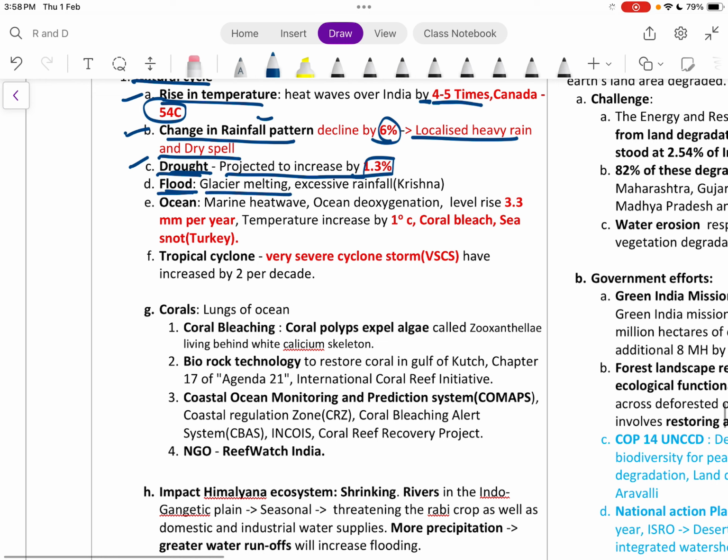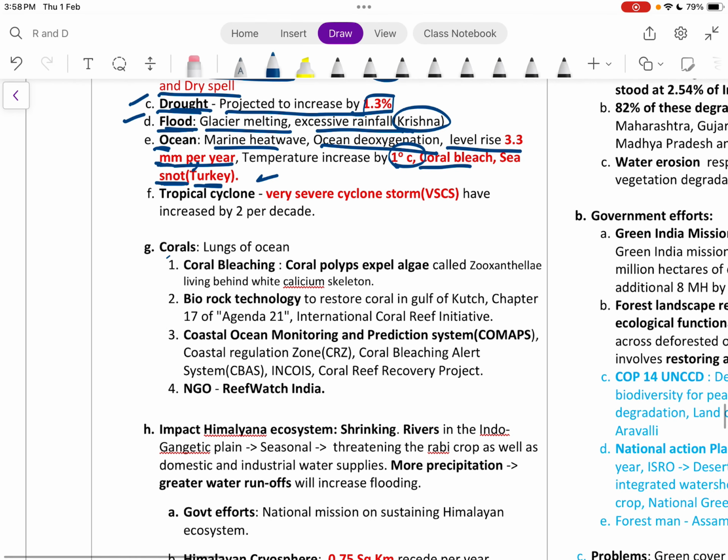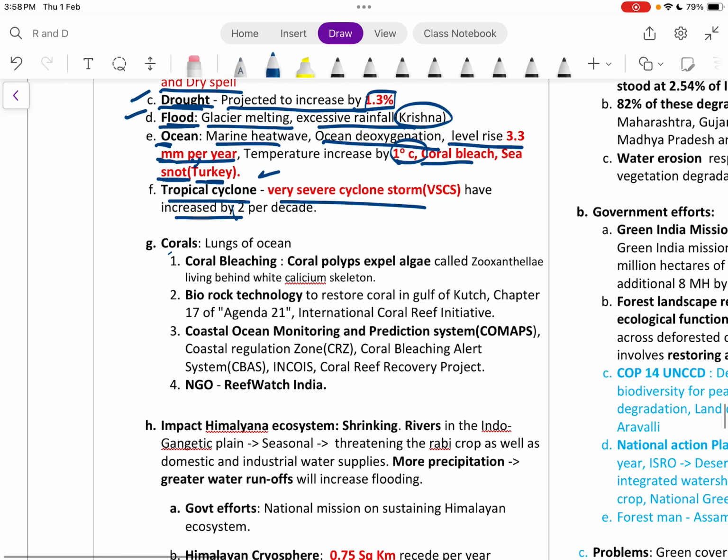Floods, glacial melting, excessive rainfall, among others. For example, we had floods in the river Krishna. Ocean: marine heat waves, ocean deoxygenation, sea level rise of 3.3 mm per year, temperature increase of 1 degree Celsius, coral bleaching, among others. Tropical cyclones: very severe cyclonic storms have increased by 2 per decade.